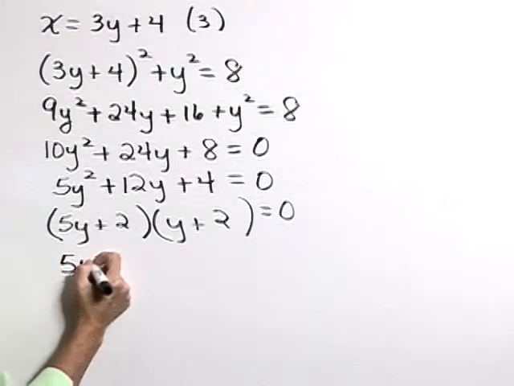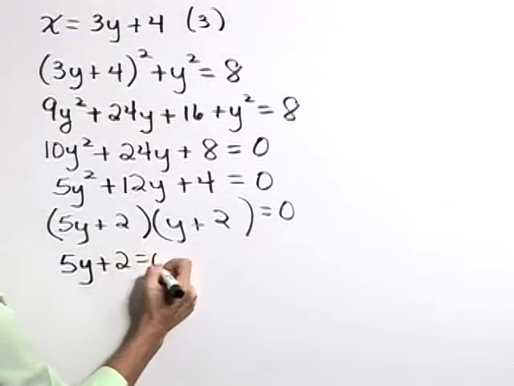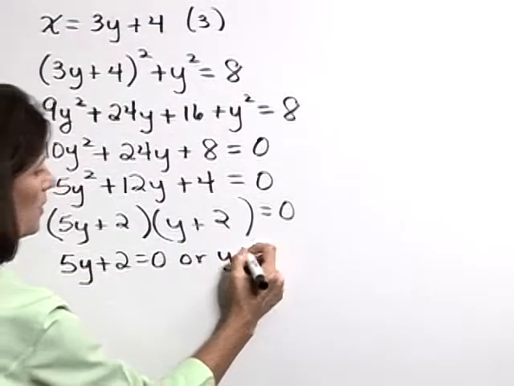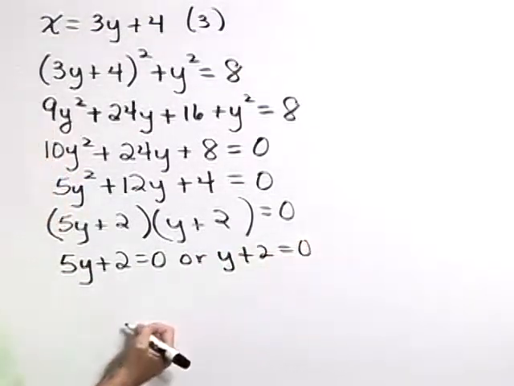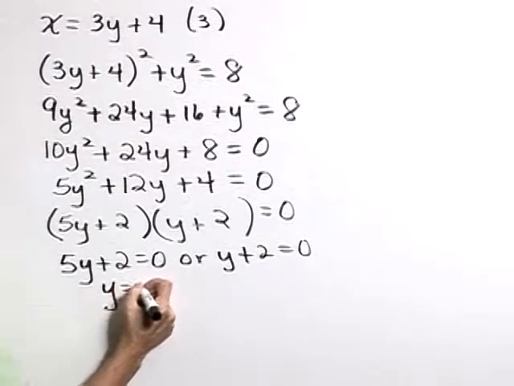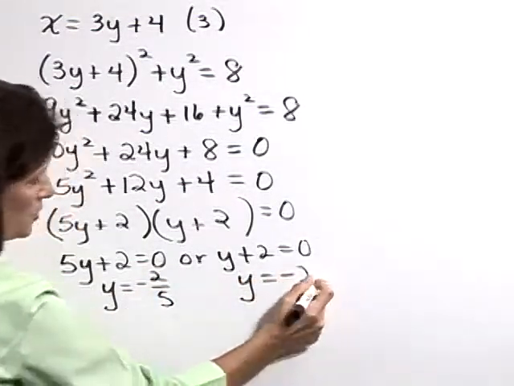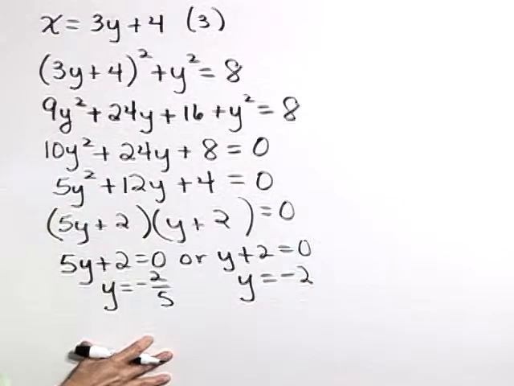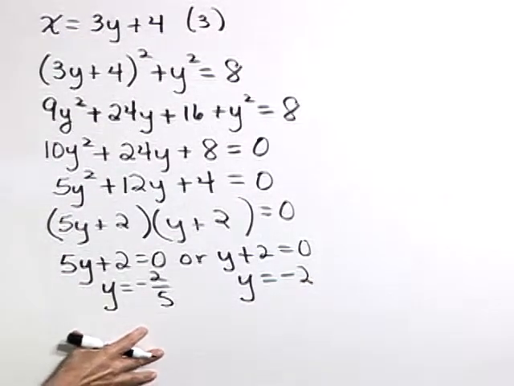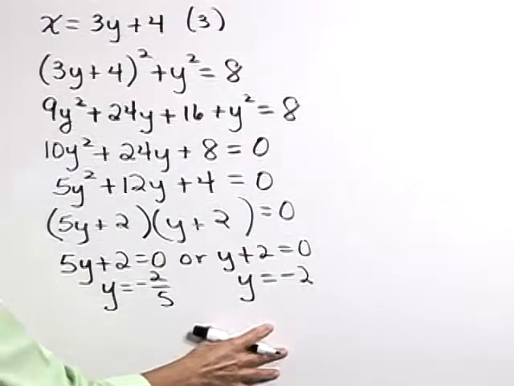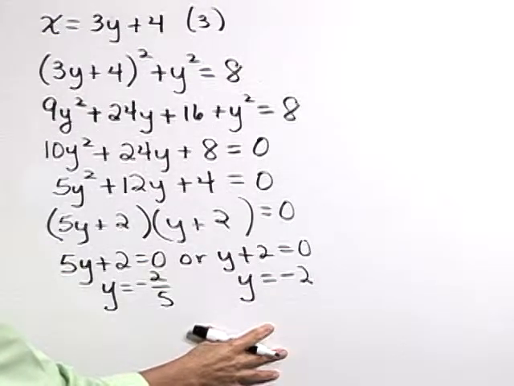Zero factor property says 5y plus 2 is 0, or y plus 2 is 0. So y is equal to negative 2/5, or y is equal to negative 2. Now, we're looking for 2 points of intersection then, and we've got the y values for those points of intersection. Let's determine the x values.